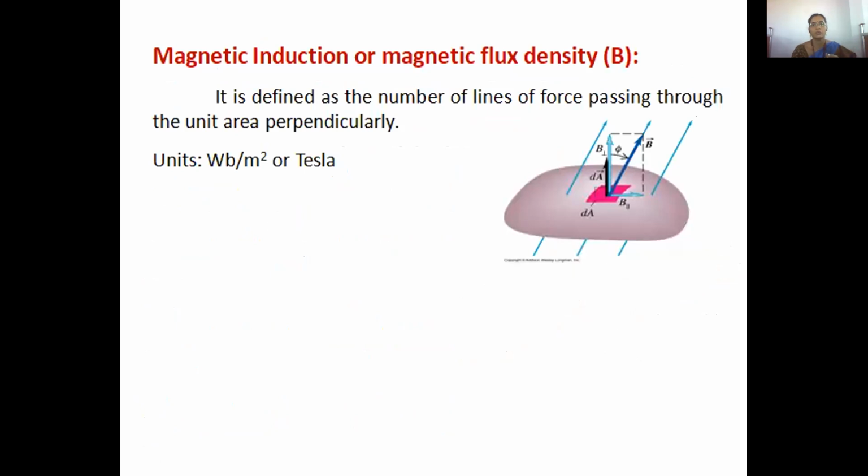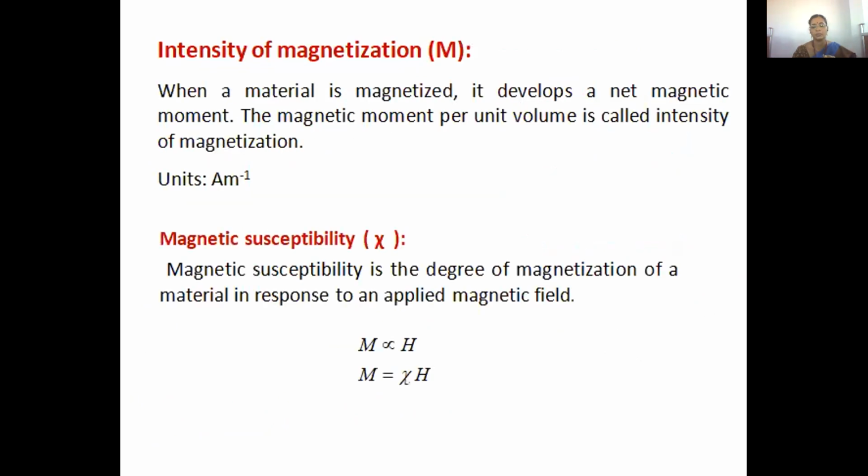Okay, let us have a look at magnetic flux density B. It is defined as the number of lines of force passing through the unit area perpendicularly. We represent it with units Weber per meter square or Tesla, and notation B. Intensity of magnetization M. It is nothing but when a material is magnetized, it develops a net magnetic moment. The magnetic moment per unit volume is called intensity of magnetization. Units: ampere per meter.